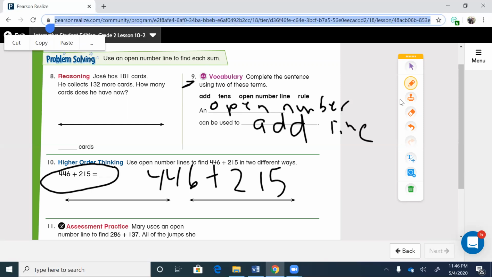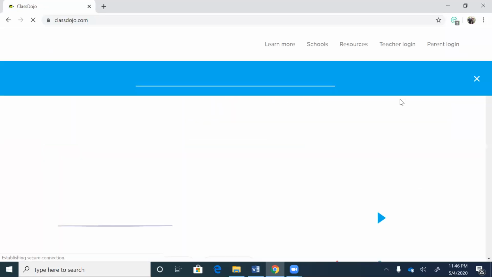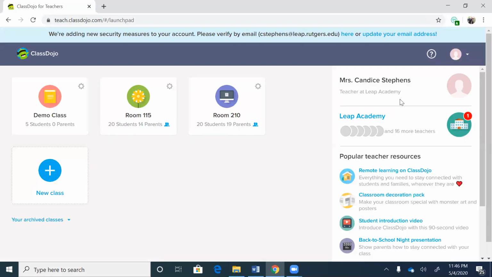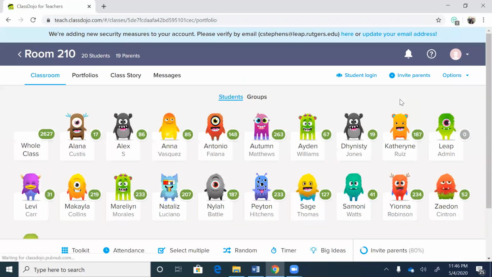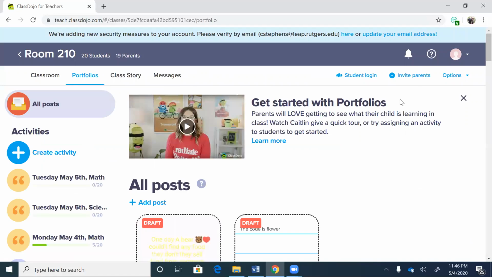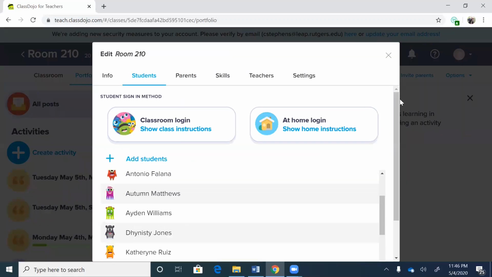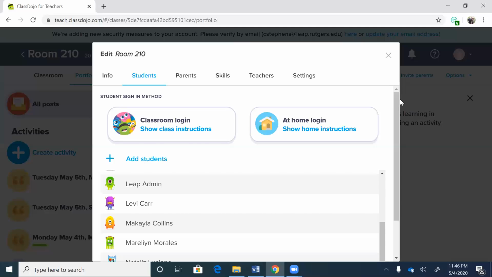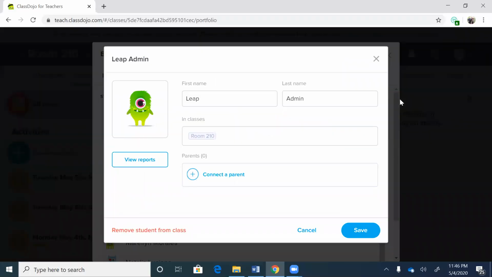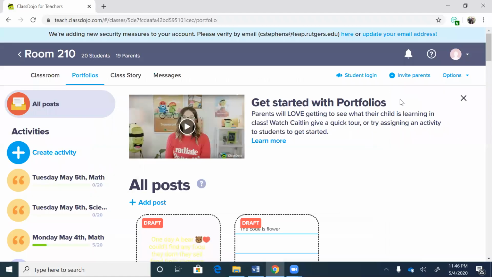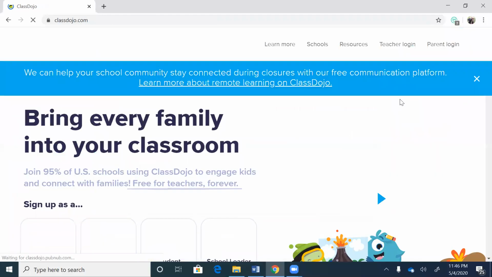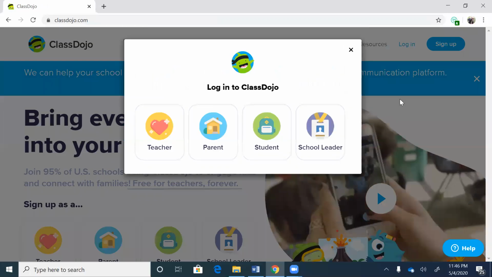Let's head on over to Class Dojo so I can show you where the problem is. It's in the portfolio section that we should all be using, right? All righty. Whoops, I am in the wrong one. I'm not in the student login. Silly Mrs. Stevens. Oh, let me just log out. Log out. Okay, log in. Student.